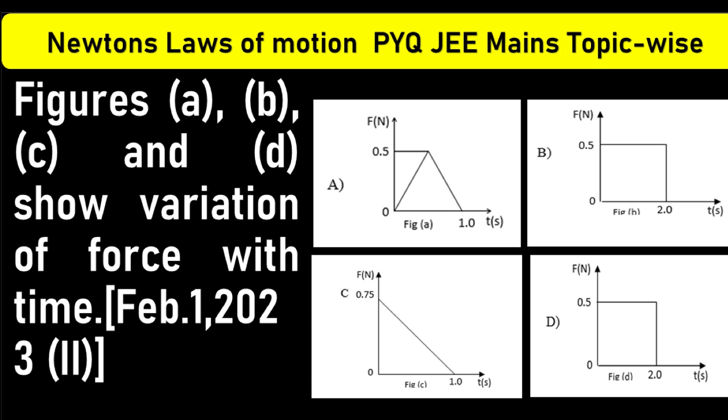Figures A, B, C and D show variation of force with time. Oh, I'm sorry. The complete question is not here. I'm sorry. So this actually asked for the highest impulse. Which among the following graphs shows the highest impulse is the question here.